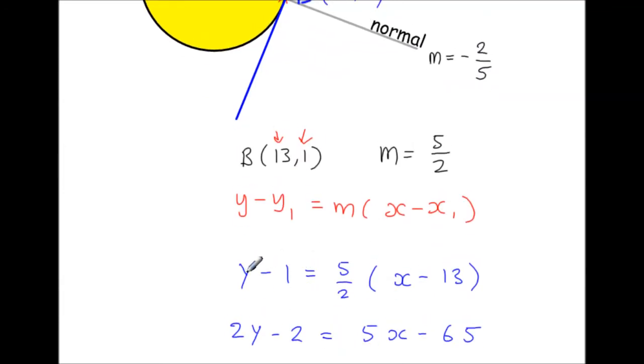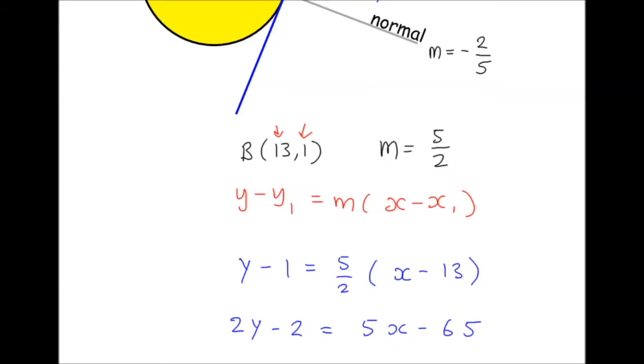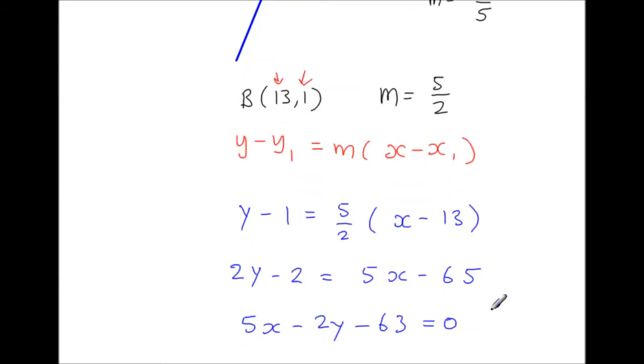So these two multiplied by 2 give you 2y minus 2, and these two multiplied by 5 give you 5x minus 65, and then taking all the terms to one side, and preferably keeping the x term positive, gives this. So this is the equation of the tangent to the circle. And as you can see, we have not used differentiation anywhere.